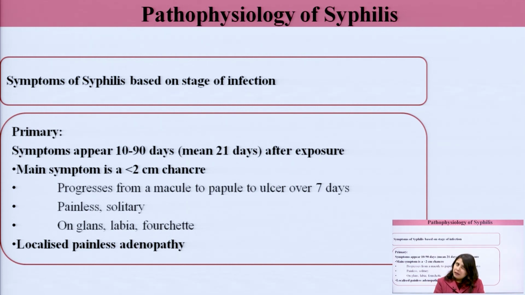These ulcers, these chancres, are painless, less than 2 centimeters in size, and solitary. Generally a single chancre, a single ulcerative sore, appears on the glans, labia or fourchette. Localized painless adenopathy also occurs, meaning enlargement of the lymph nodes in the particular region where the infection occurs.